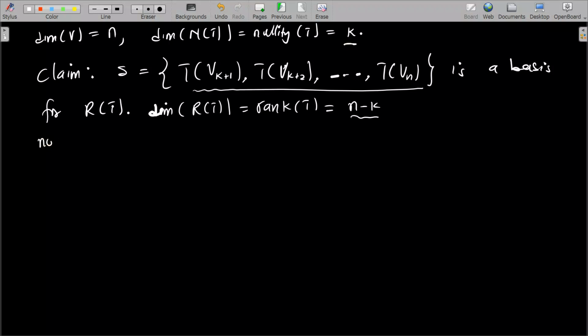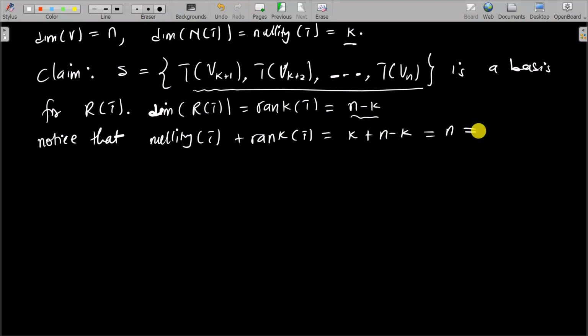Notice that k, which is the nullity of, so here let me clean this and write it well. Nullity of T plus the rank of T is equal to, nullity is k plus the rank of T, n minus k, is equal to n, which is the dimension of V. Right?